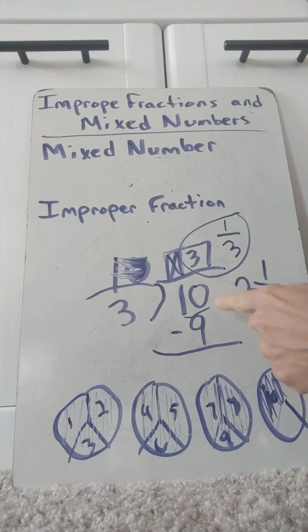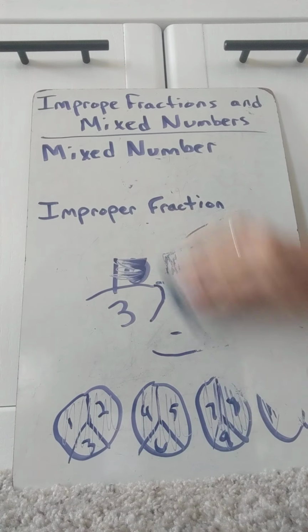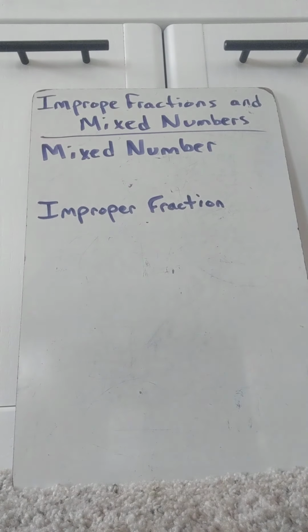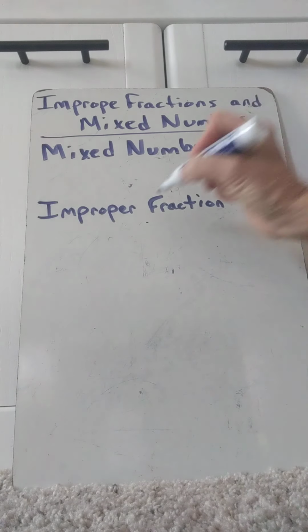Okay? But I showed you the mathematical way to do it, and that's how you're going to have to do it from here on out. Now I'm going to show you something else that they're going to ask you to do on the quick check. They're going to say, show a mixed number as an improper fraction. You're going to have to take a mixed number and change that into an improper fraction. Well, there's a mathematical way to do that too, and I'm going to teach that to you.